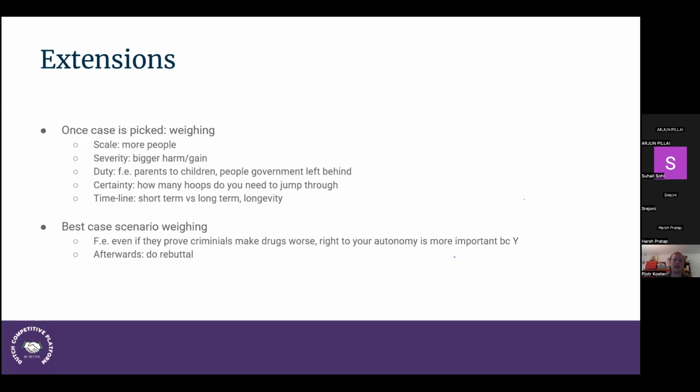That kind of stuff. And then if you're going to do something, especially as a whip, the best thing to do is first do best case scenario weighing and say like, look, even if you prove all of the benefits, our benefits outweigh yours for these reasons, and then start doing rebuttal. Because you will miss some material, you will not have the time to react to everything. Doing some best case scenario weighing is something that's more likely to actually give you a win than having a lot of destructive rebuttal.